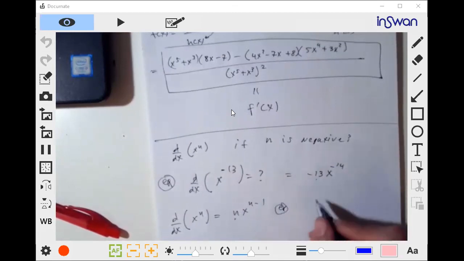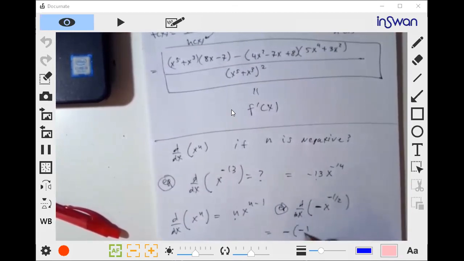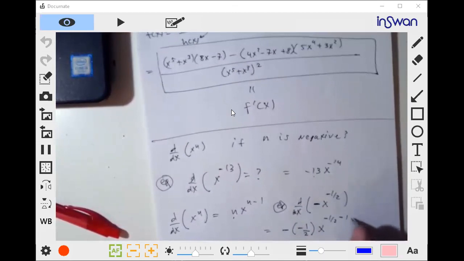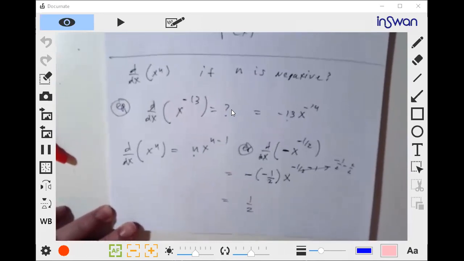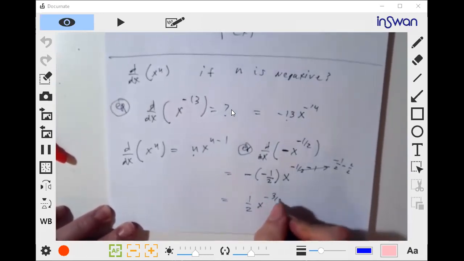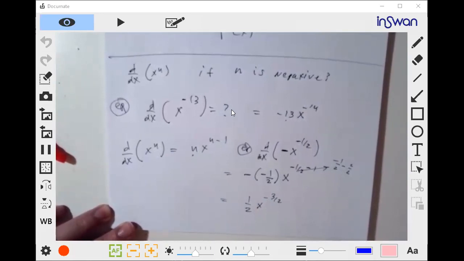So for example, what is the d dx of, let's say, negative x to the negative 1/2? So then that's equal to negative 1/2 x to the negative 1/2 minus 1. Notice that when you get a common denominator, that's negative 1/2 minus 2 over 2. So that's negative 3/2. So this becomes 1/2 because the negatives cancel. x to the negative 3/2. Okay.